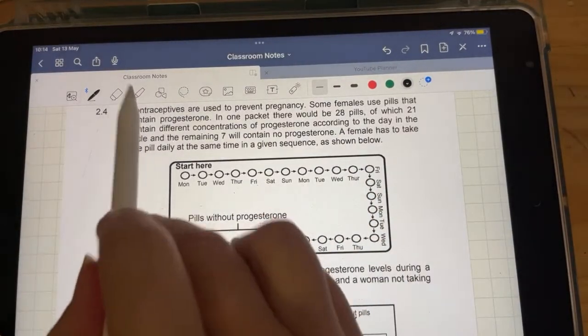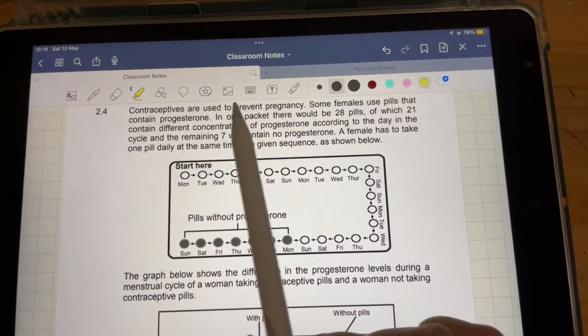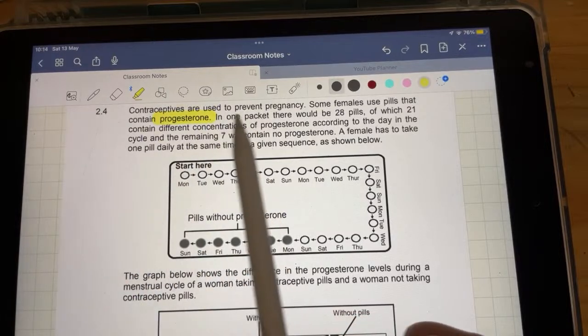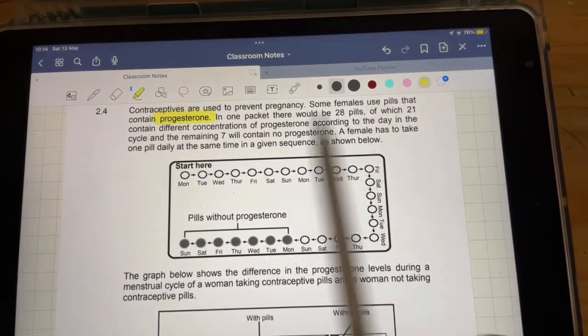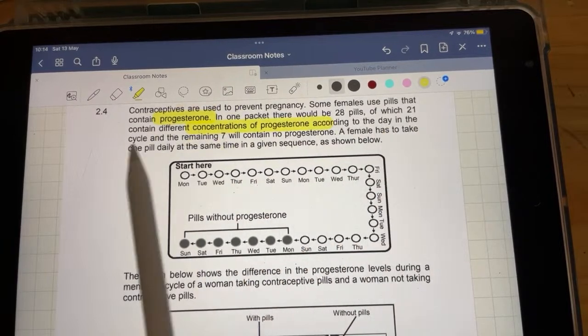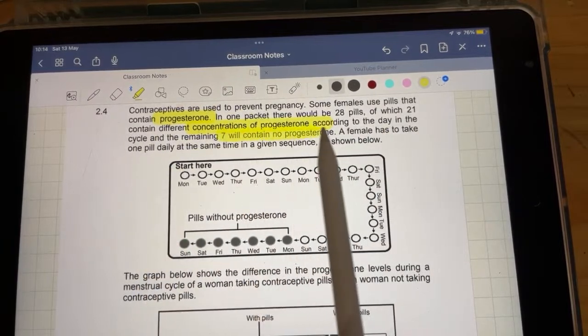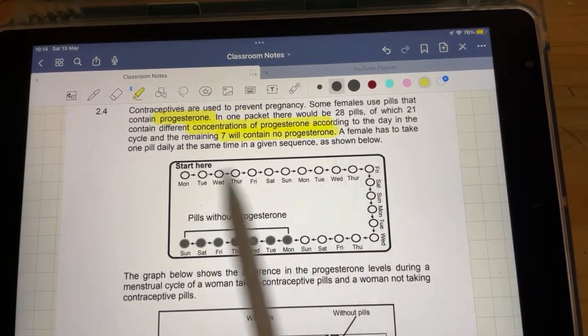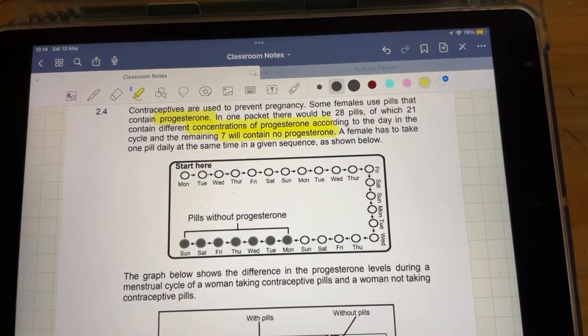So it says, contraceptives are used to prevent pregnancy, and some females use pills that contain progesterone. In one packet, there would be 28 pills. 21 contain different concentrations of progesterone according to the day in the cycle, and the 7 remaining contain no progesterone. A female has to take 1 pill a day at the same time, and a sequence is shown. So there is the sequence.